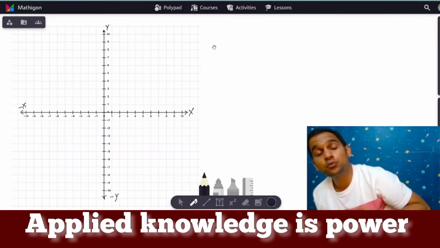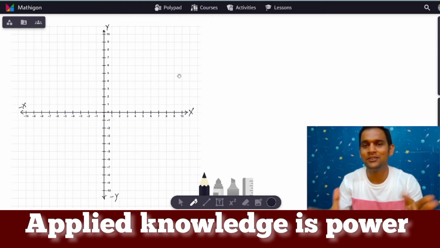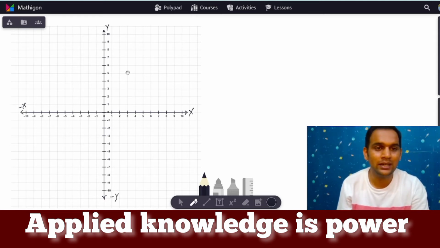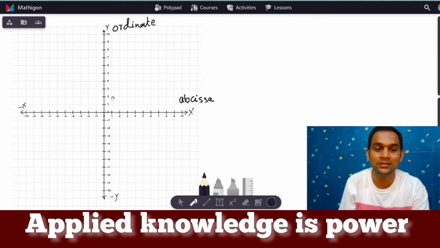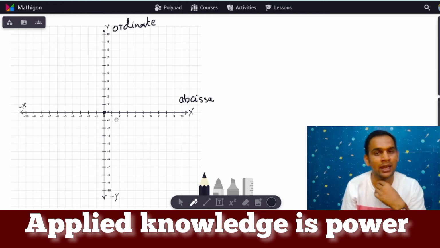To be able to plot all these points on the graph, we must have an understanding of what exactly the graph is. As we already discussed, a graph is number lines kept perpendicular to each other, right? So over here, as you can see, the horizontal number line is called the abscissa, and the vertical number line, which is kept perpendicular to it, is called the ordinate. They both intersect at their zero values, the zero of the vertical number line and the zero of the horizontal number line.